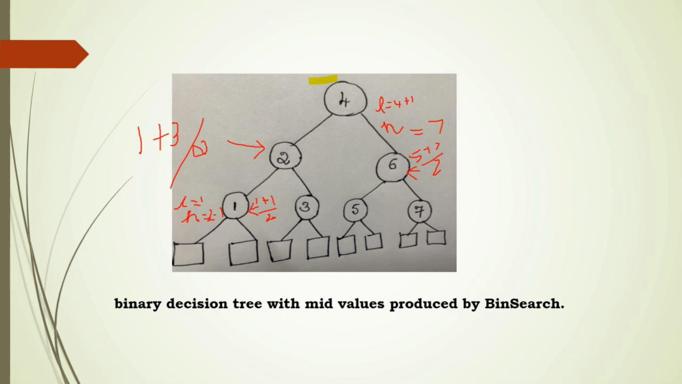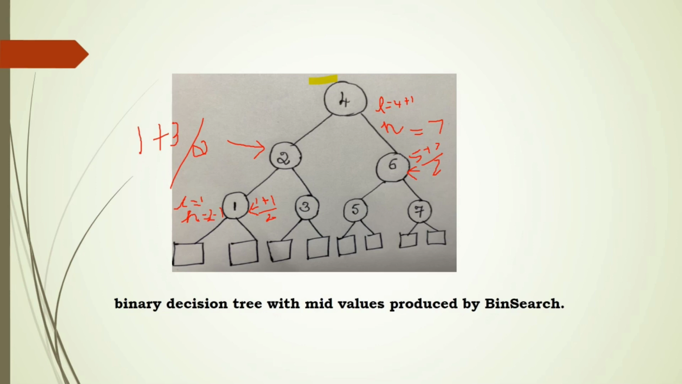Similarly, low value is 1 and high value is mid minus 1, that is 2 minus 1. So now 1 plus 1 divided by 2 becomes your new mid value. Okay. So like this we shall construct the binary decision tree.